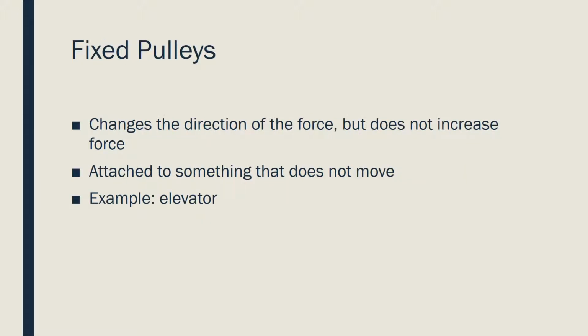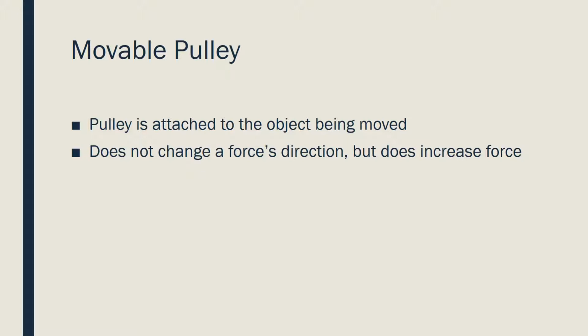A fixed pulley does not move. It's in a fixed place. An example of this would be an elevator. As the weight moves one way, that's going to pull the elevator the opposite way, and it's attached to a specific spot. A movable pulley, I don't have an exact example of this, but it's attached to an object that is being moved. So it does not change the object's direction, but it is going to increase the force that is on the object.